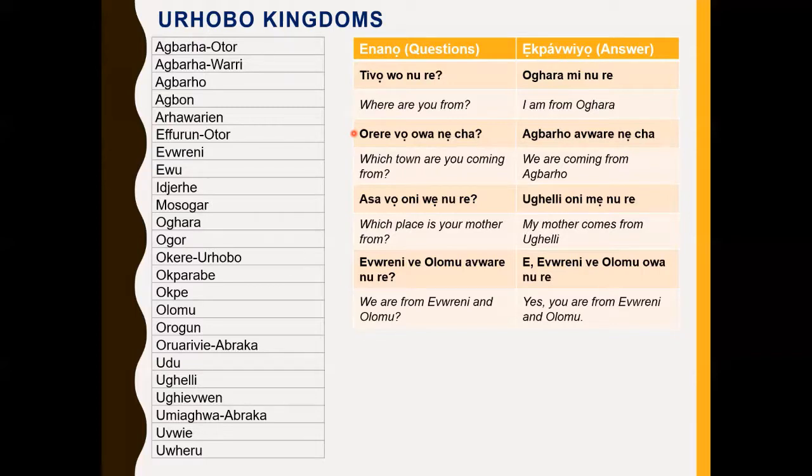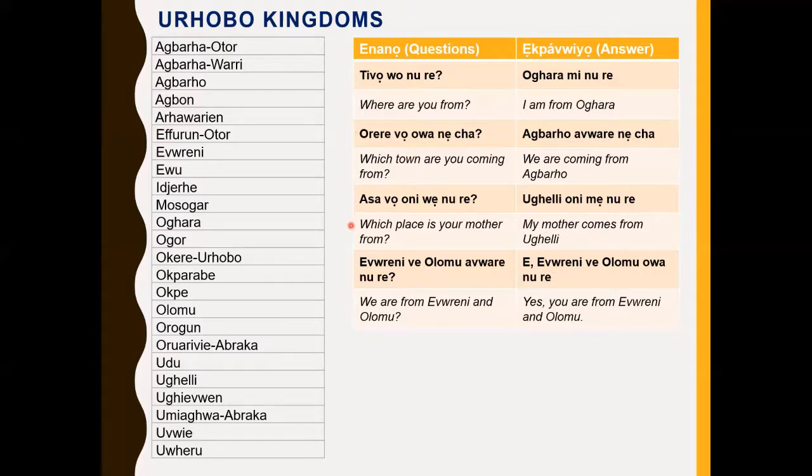Okay. We'll do that in the next lesson. So the question here is Urhobo wanekia. Agbaro awarenekia. We are coming from Agbaro. So keep practicing that. So if you were in London or Manchester or Nottingham, and someone asked you, Urhobo wanekia, which town are you coming from? In London, minekia. Nottingham, minekia. Or Paris, awarenekia. We are coming from Paris.